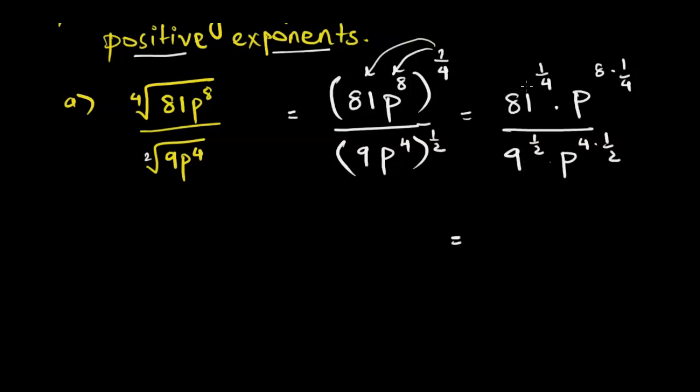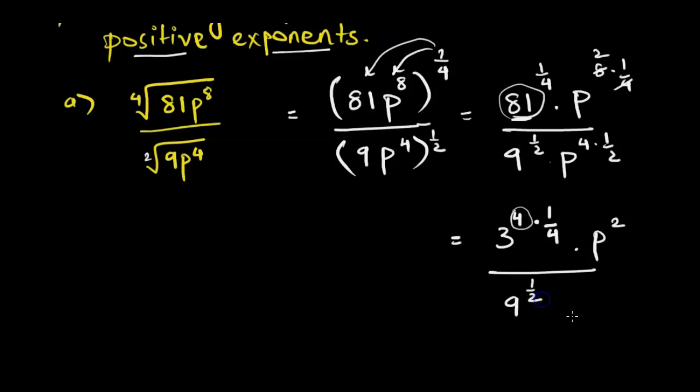With this, we can write down 81 as 3 to the power of 4. So we always try to change the base to such a number that can be written as a power, where the power and the denominator of the rational exponent can get cancelled out. So 81 can be written as 3 to the power of 4 and multiplied by 1 over 4, this whole thing multiplied by p to the power of this can get cancelled. So we would be left with p square over 9 to the power of 1 over 2. This can be written as p square as well.